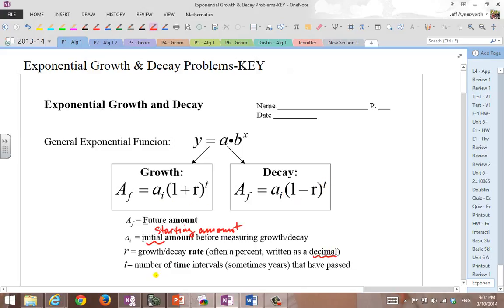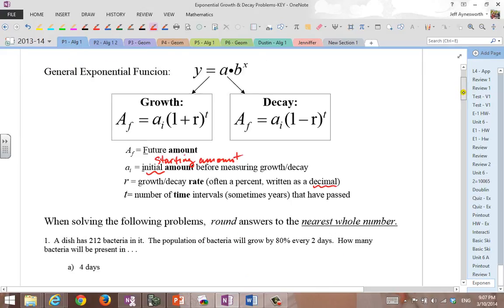And then T stands for the number of time intervals of the growth rate. Sometimes it's years, sometimes it's days. In this activity, we're going to really change it up so you really start to understand what this exponent means. It's the number of time periods that have passed. It could be days, weeks, hours, months, years. Well, we're going to get involved here so we can try to understand what's going on.